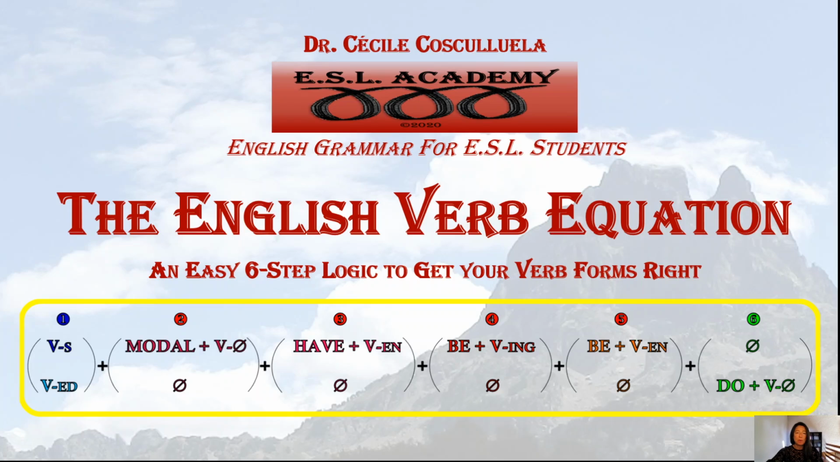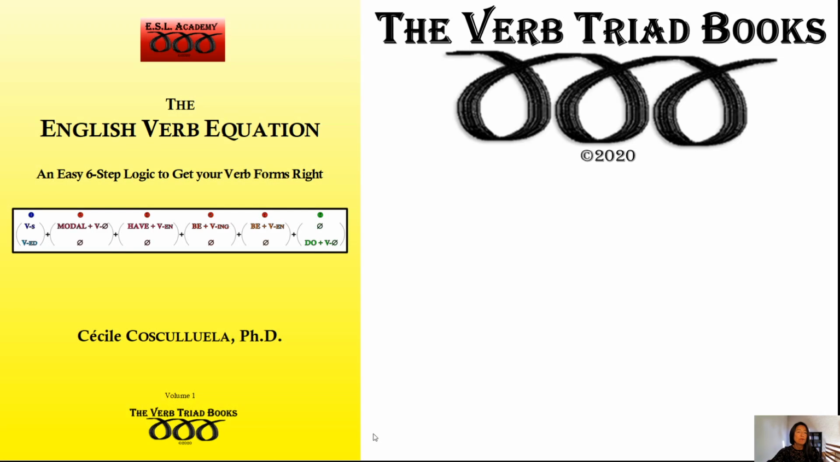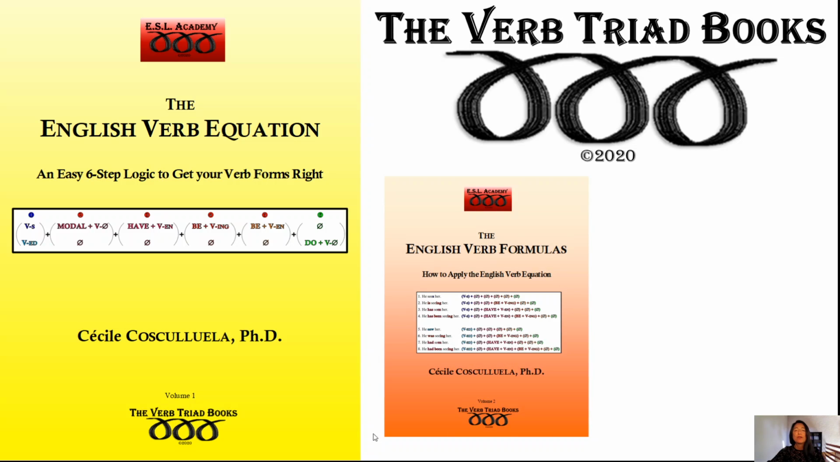So the English verb equation is the topic of the first book in a series of 3 books. So this series has been called the Verb Triad books. The first one is the Verb Equation, and then the second one is the English Verb Formulas. And the verb formulas are actually the means to use the verb equation, so that you can get all your verb forms right.